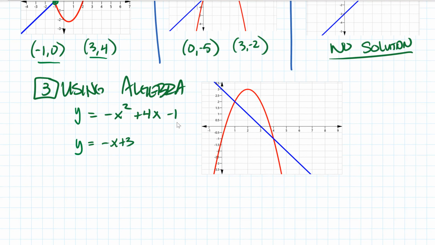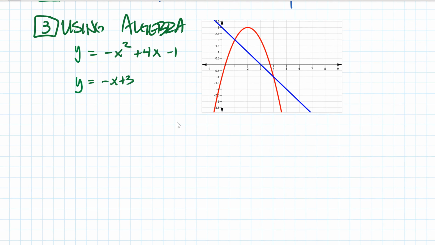You can also use algebra to solve them, and that's what we're going to do in this example here. So notice I have y is equal to negative x plus 3, and y is equal to negative x squared plus 4x minus 1. Well, we can set those two things equal to each other. So I can say negative x plus 3 is now equal to negative x squared plus 4x minus 1. I can simplify this a little bit more. I can move everything to the left-hand side.